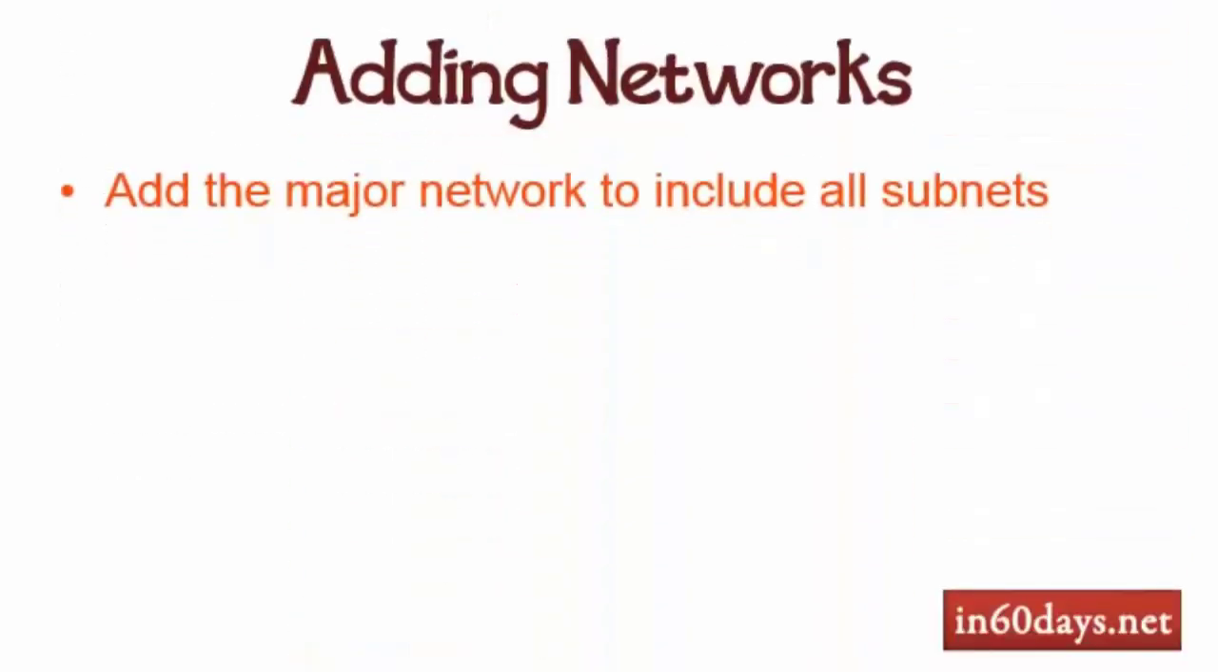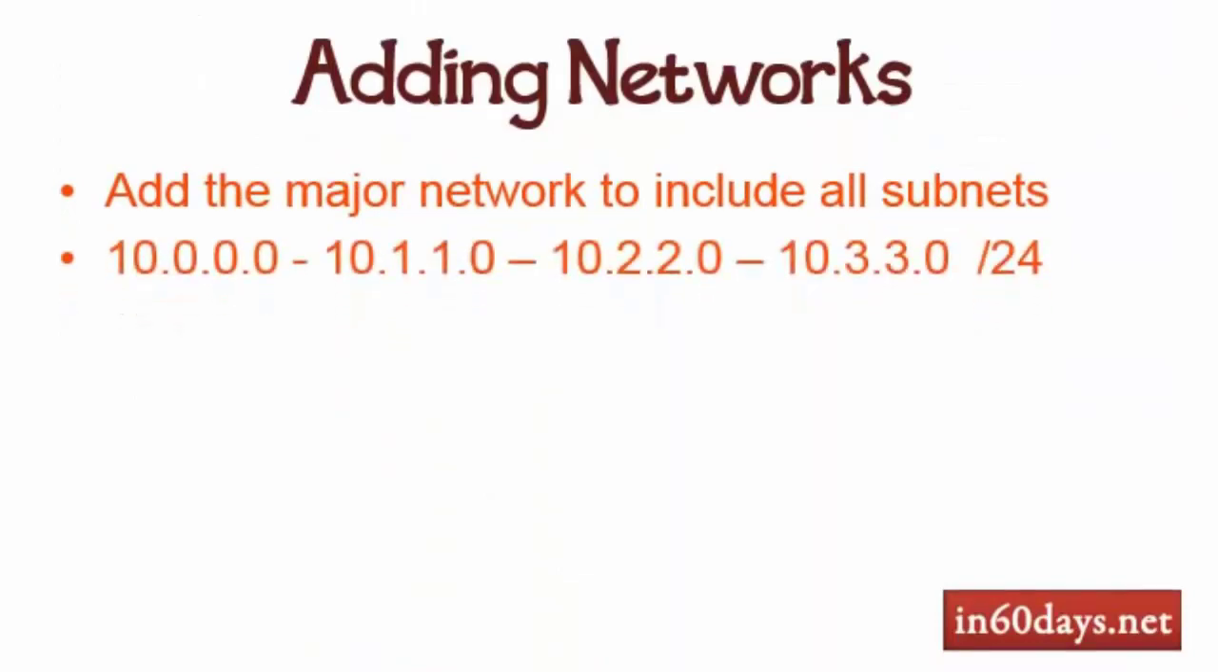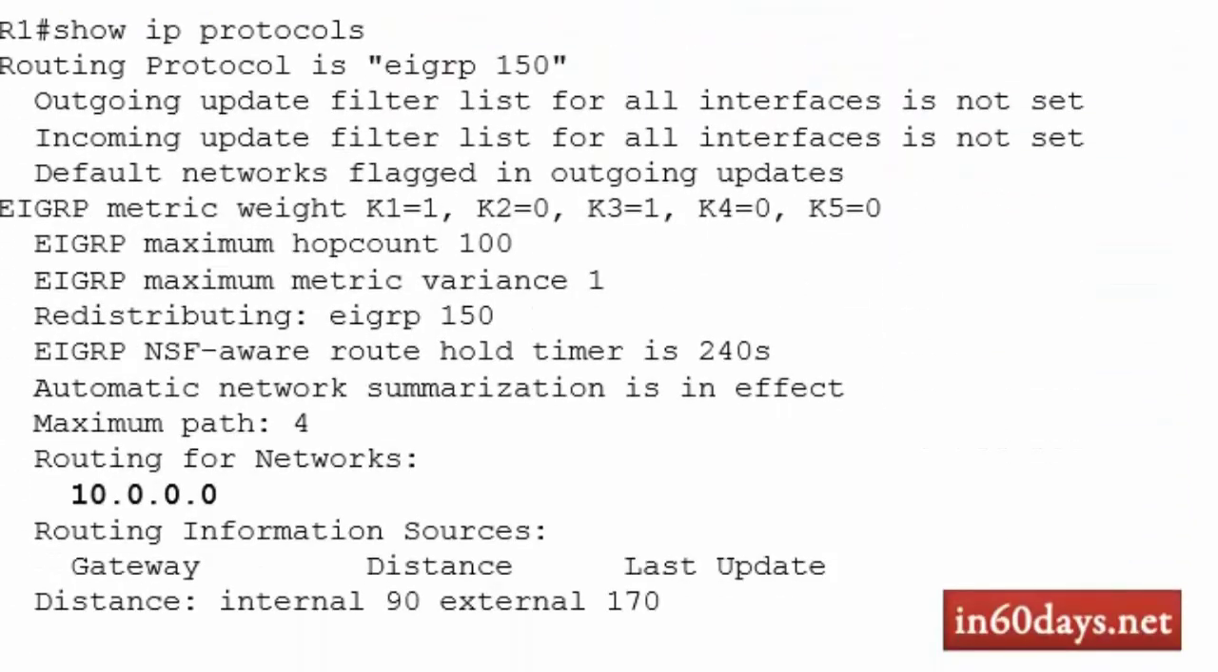Adding networks, very simple. Add the major networks to include all subnets. If I wanted all of these networks, if they were attached to my router, say for example I was doing a test and these are all in the loopbacks, I would issue the command router eigrp and then the autonomous system number, which in this instance is 20, and if I type network 0.0.0.0, it would actually add all of these networks for me.